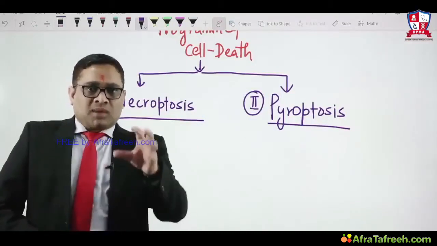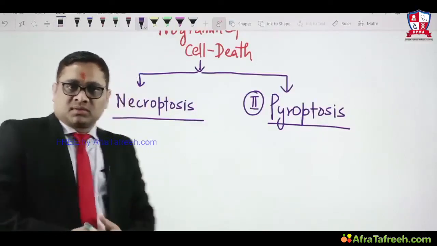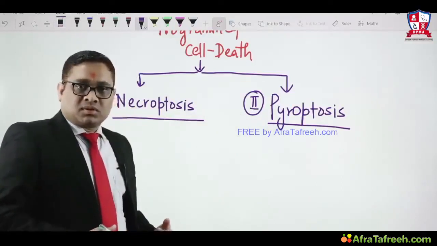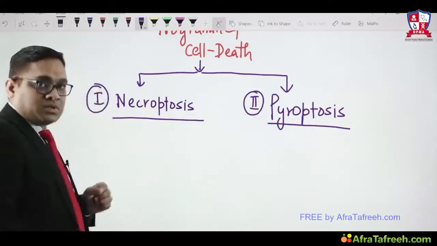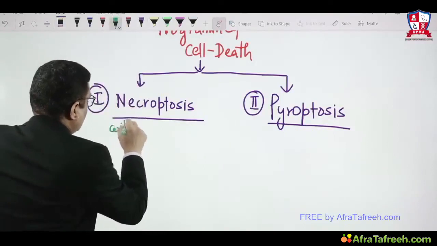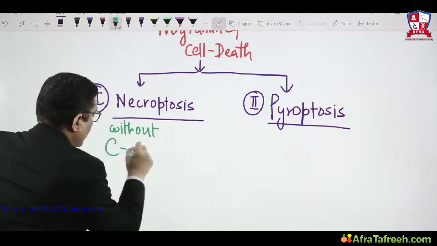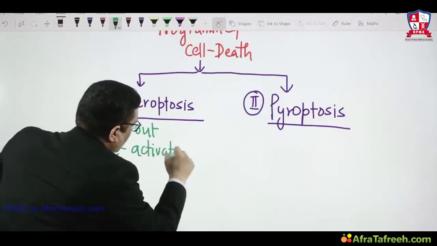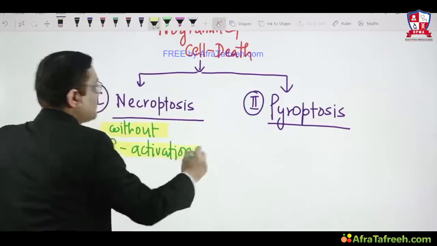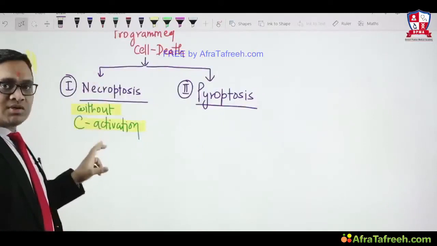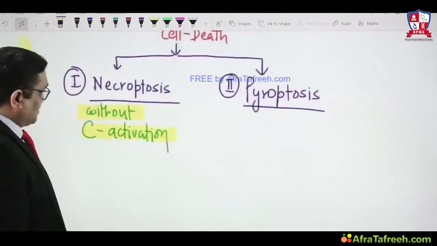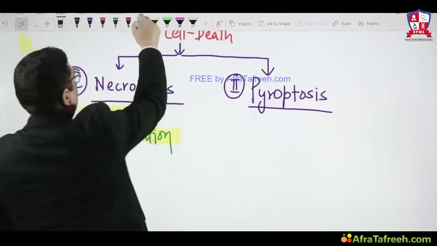in exam that programmed cell death without caspase activation is known as? Without caspase, what is it, necroptosis or pyroptosis? So the answer is necroptosis. Whenever the examiner says programmed cell death without caspase activation, that will be called necroptosis. That was the question in one state exam. Programmed cell death without caspase activation is called necroptosis, right? And pyroptosis is with caspase activation, right?